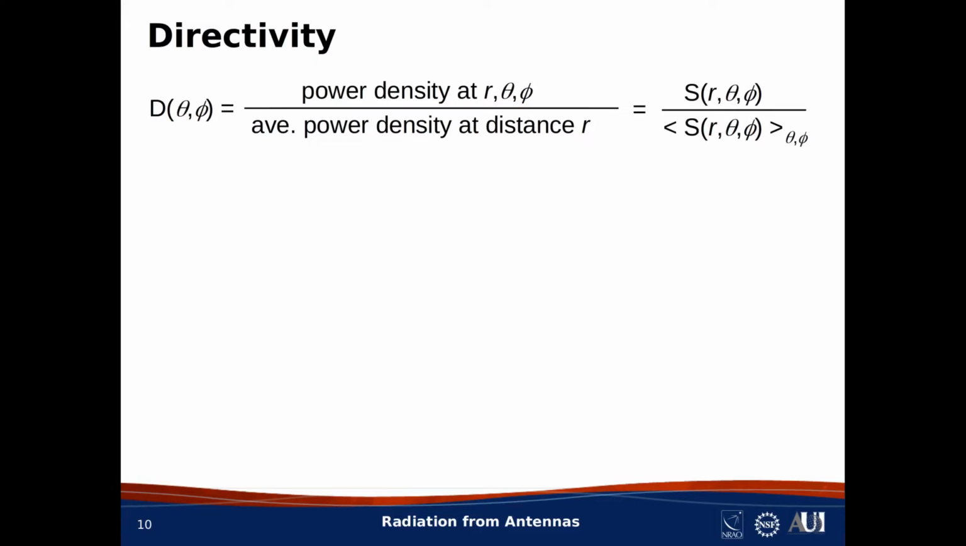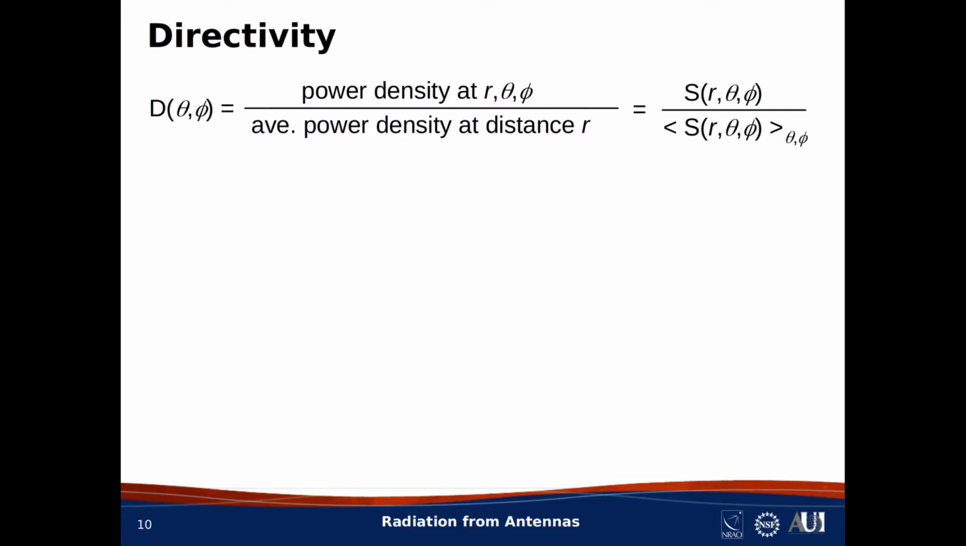Mathematically, we can say that this is S as a function of r, theta, phi in the numerator, and then the same thing in the denominator, but averaged over all possible values of theta and phi. So I'm using those angle brackets to denote averaging with respect to the subscript. And we call the result directivity. And we give this the symbol D, and we note that D is a function of theta and phi.